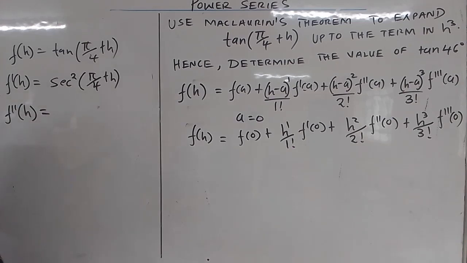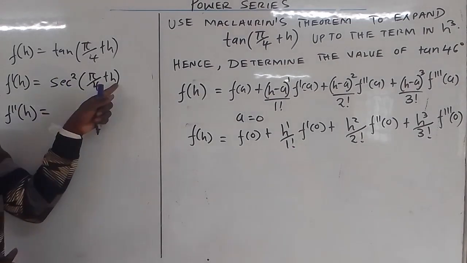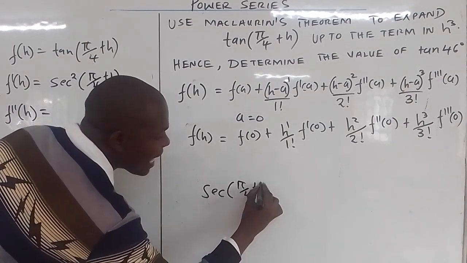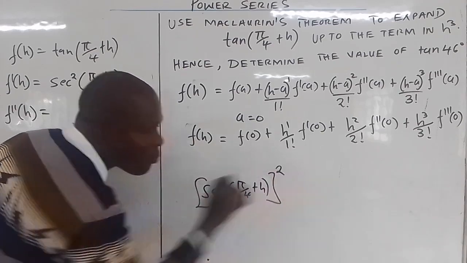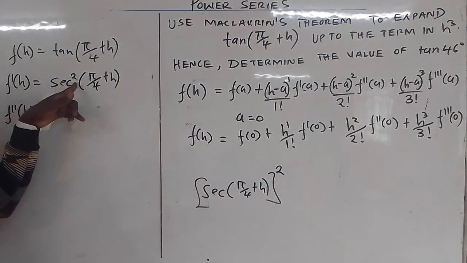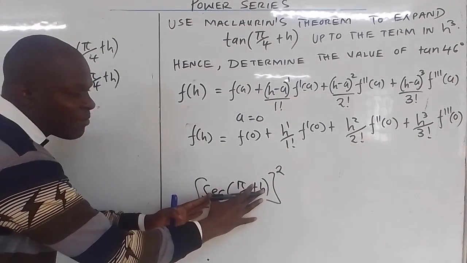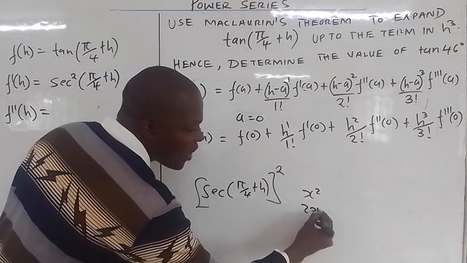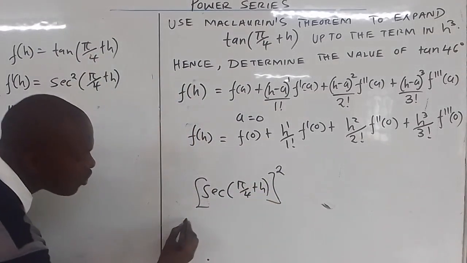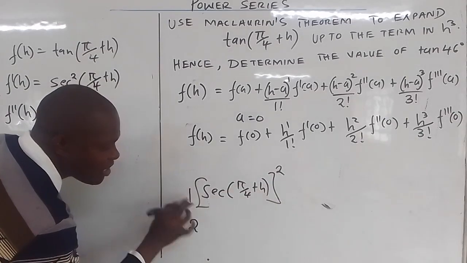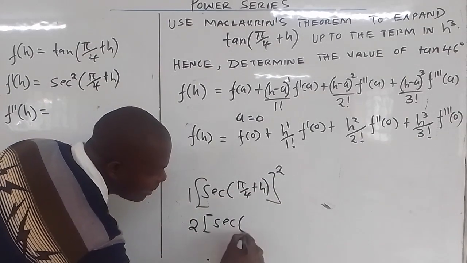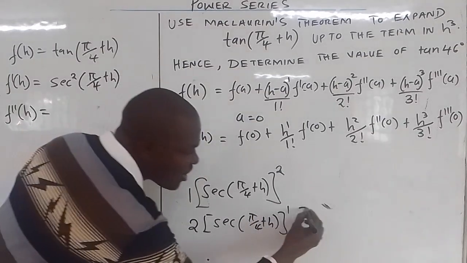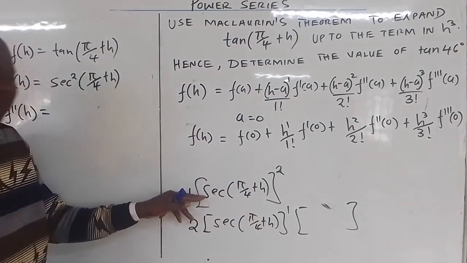Chain rule. Look at what is happening here. When you have sec squared pi over 4 plus h, this is how you write it: sec of pi over 4 plus h, the whole of this raised to power 2, which is written in short like this. If you let the inner function be x, it is like x squared, so if you differentiate x squared, you get 2x. Meaning if you differentiate the outer function, you get 2 sec pi over 4 plus h, then you reduce the power by 1. Then you differentiate the inner function, which is sec pi over 4 plus h.